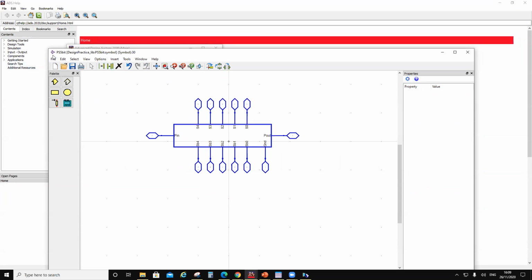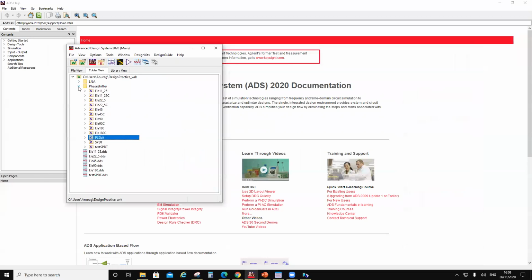Right, so we are done with the 5-bit phase shifter, and we are going to stop here for today. So today we did a LNA design, and we did phase shifter design. Tomorrow we'll do the attenuator design, and attenuator design is very simple.